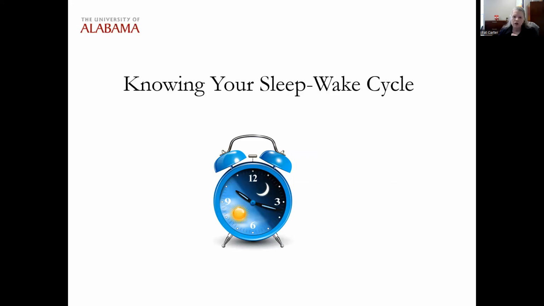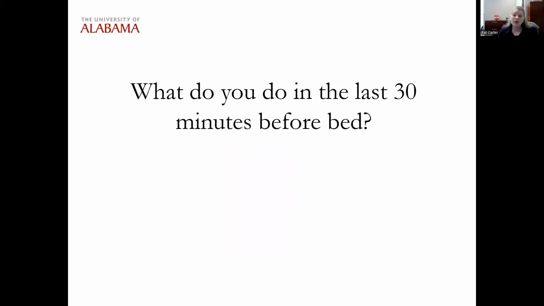So it's important for you to know your sleep-wake cycle. This is your sleep-wake cycle. Actually, this should say wake, sleep, wake, right? Because we look at what happens to your wake and how that influences your ability to sleep, and then how the quality of your sleep influences your ability to wake and function during the day, right? So think about your particular cycle and what is going on. What are you doing in the last 30 minutes right before bed?